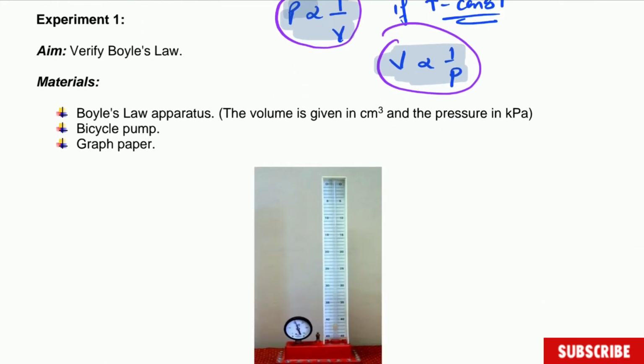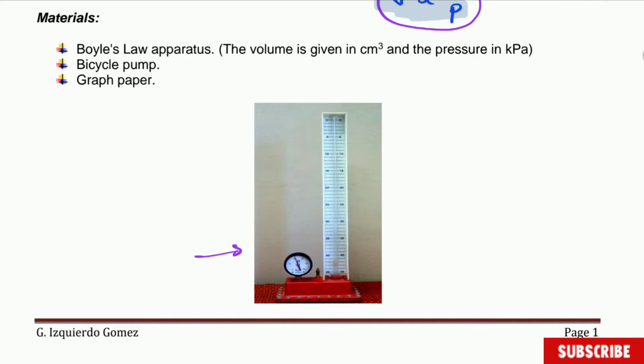Now, this is the apparatus that most places will use to verify Boyle's law. How does it work? Here is a pump. You put air on that side. The air comes in, and this gauge measures pressure. Now, the gas that we are looking at is this gas that you see here, from this point up until there. That is the gas we are going to speak about.